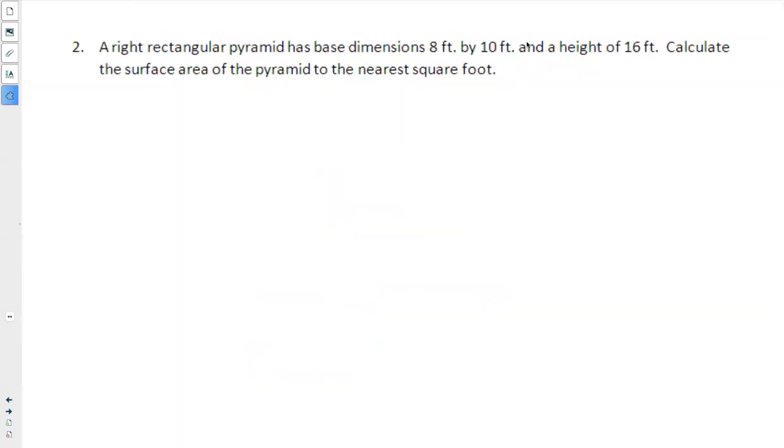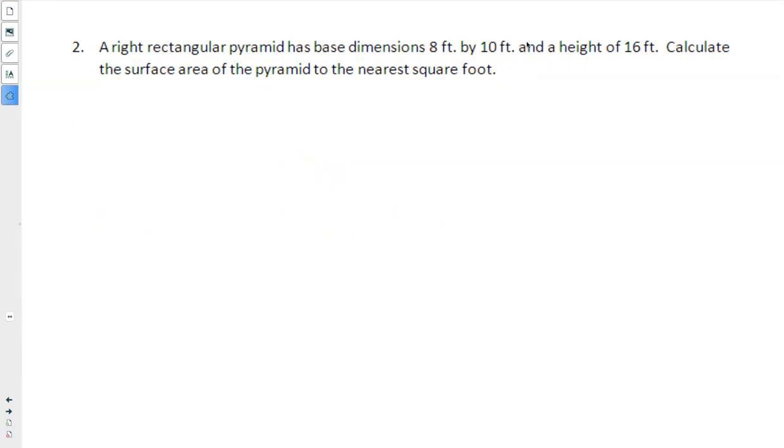All right, moving on. So a right rectangular pyramid has base dimensions 8 feet by 10 feet and a height of 16 feet. Calculate the surface area of the pyramid to the nearest square foot.